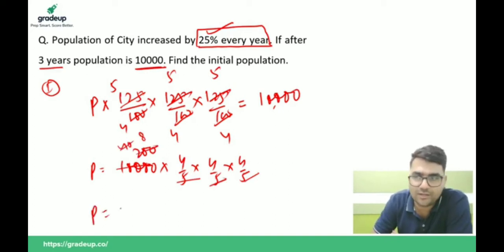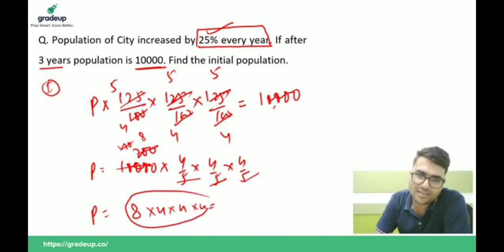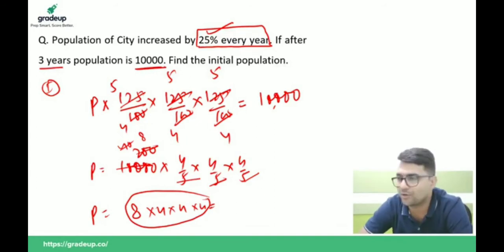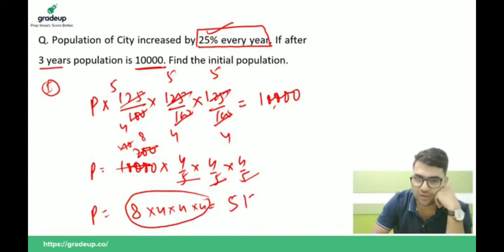So the initial population will be 8 into 4 into 4 into 4. Please calculate this and give the answer in the comment box. Can I have the responses, please? This is the initial population of the city after 3 years. Yes, exactly, 5120 is the initial population of the city.